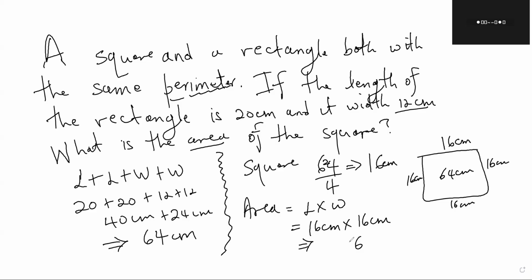6 plus 0 is 6. 9 plus 6 is 15, and you carry over the 1. 1 plus 1 is 2. So, sir, the area of the square would be 256 centimeters square.